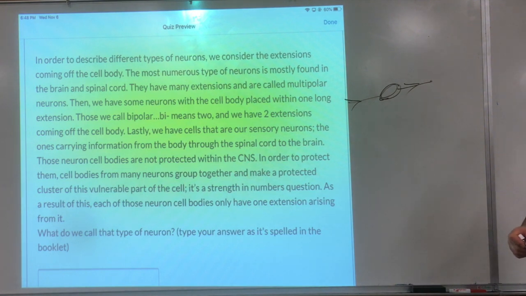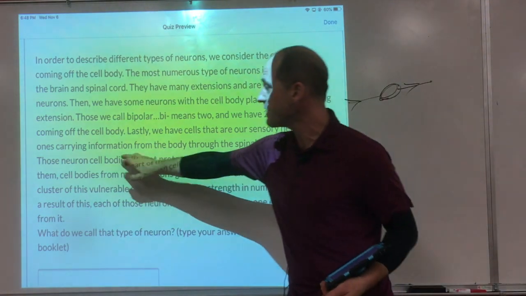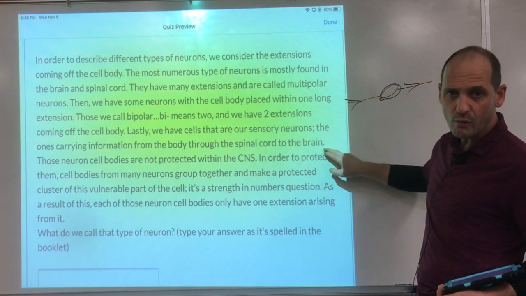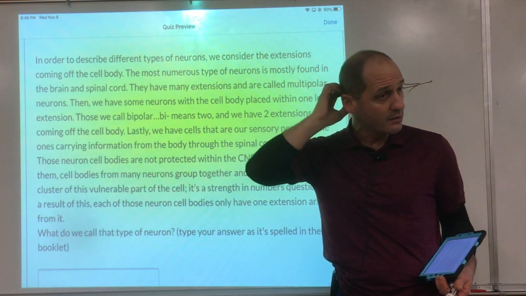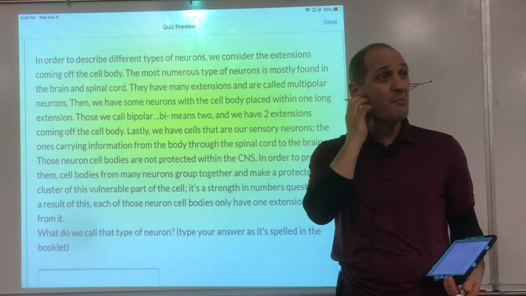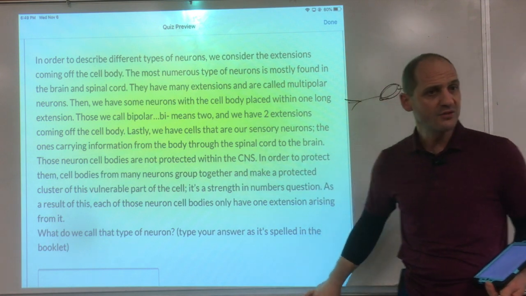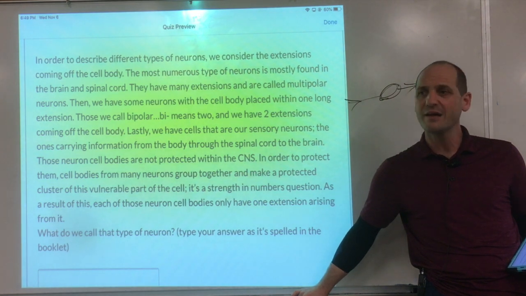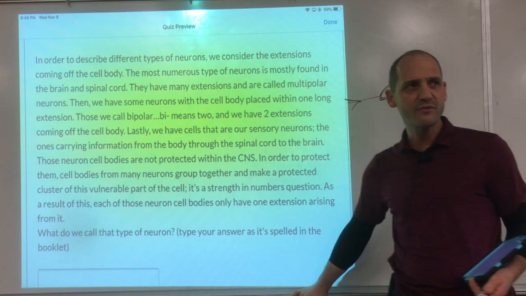Then lastly, we also have neurons that are all our sensory neurons. They are carrying the information from the body through the spinal cord to the brain. So what happens is, a neuron has a cell body and then the extensions. The cell body is very vulnerable to being injured because that's a metabolic center. That's where the nucleus is itself, the genetic material. So we've got to be very careful with that. The extensions, we can squeeze that. That's all right. We can hit the funny bone. It doesn't die. It just shuts down, and then we'll do it again if you hit it again.